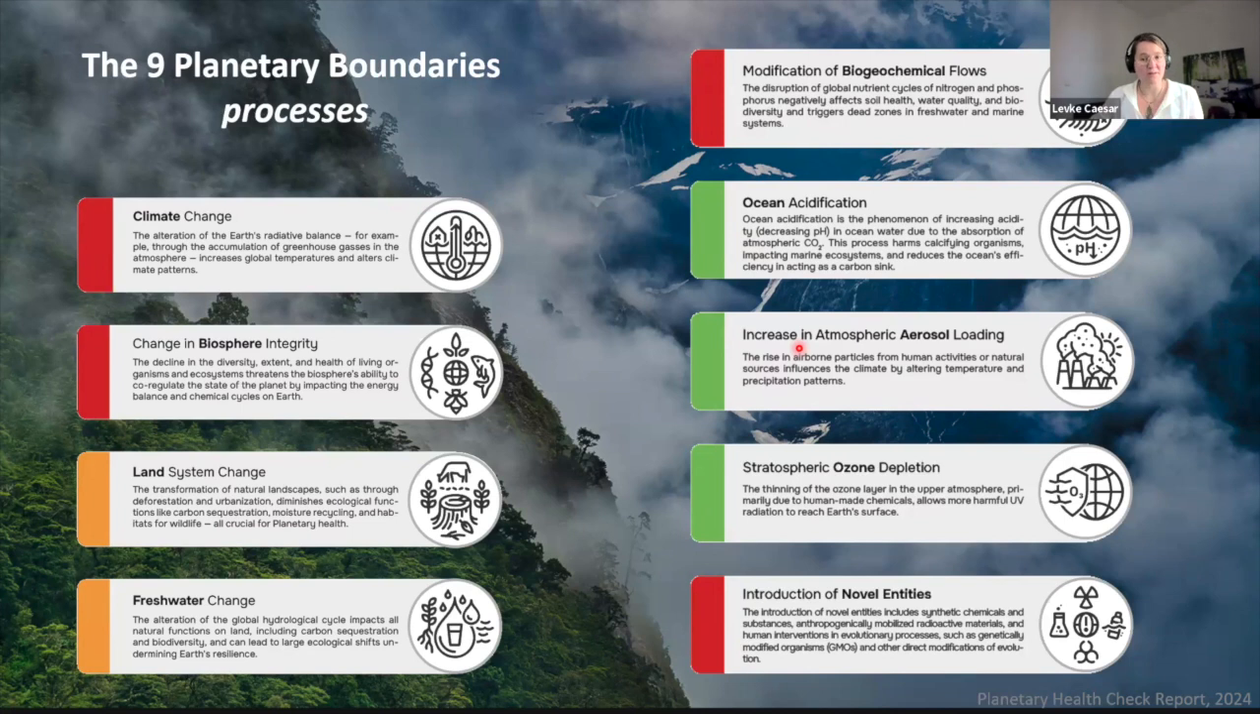Now, given this definition, the scientists concluded already in 2009, which is when this framework was first introduced, that there are 9 processes/systems that are key in determining planetary health. And yeah, I always worry that this is a little bit boring, but the processes are key and critical, so I'm just going to go through them.